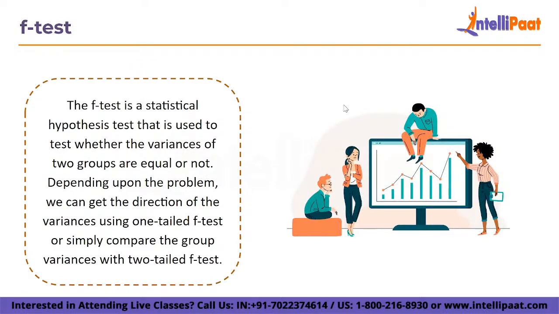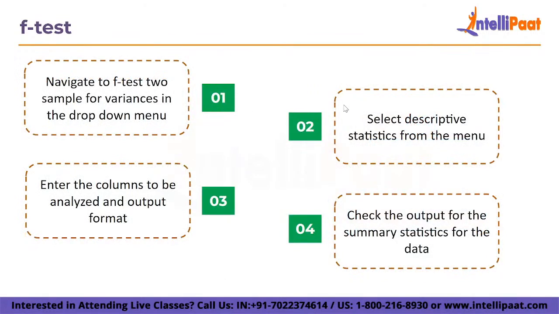Now, F test is a statistical hypothesis test that is used to test whether the variances of the two groups are equal or not. Now, depending upon the problem, we can get the direction of the variances using a one-tailed F test, or simply compare the group variances with two-tailed F test. The F test is performed on F distribution, and it basically is to test the group variances, and depending on the F critical and F statistical value, the hypotheses are accepted or rejected.